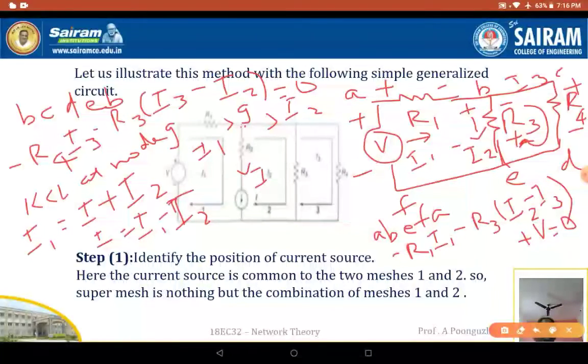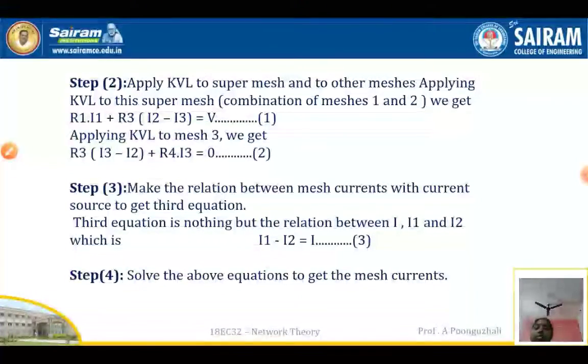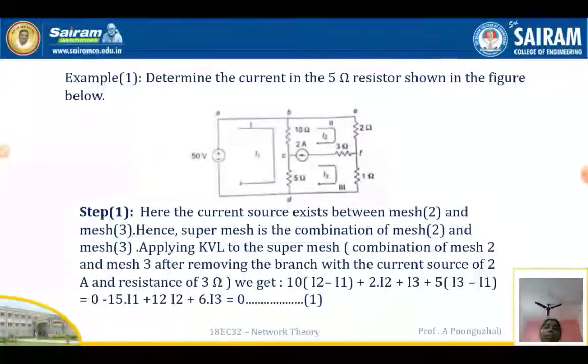So now with these three equations we can see how we are going to find out. This is your first equation, this is your second equation, and this is your I value. Now by solving all these equations I can get your I1, I2, I3 currents. So here now we'll see an example.